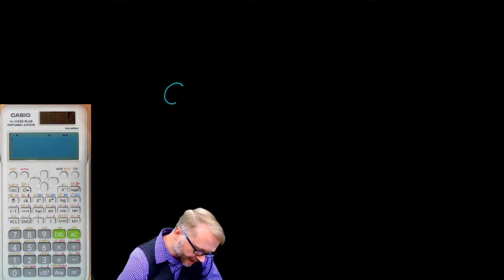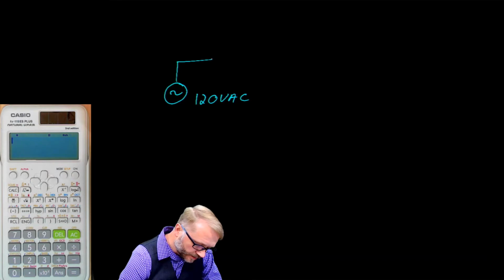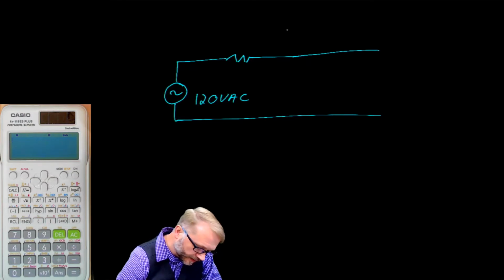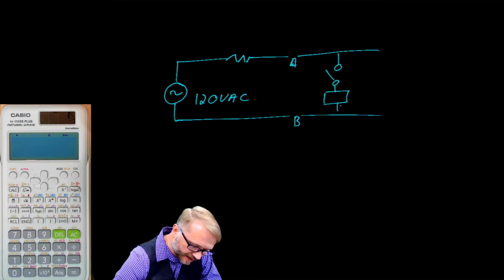To understand why those lights dim, we need to make a model. So we're going to start out with a 120 volt AC generator. We'll assume there is some resistance in the wires. We're going to label these points A and B, and then we'll have loads throughout your house that are switched on and off at will.